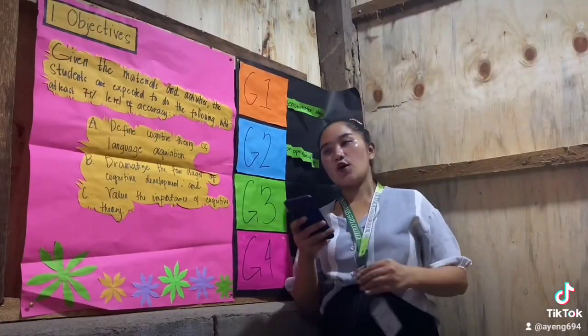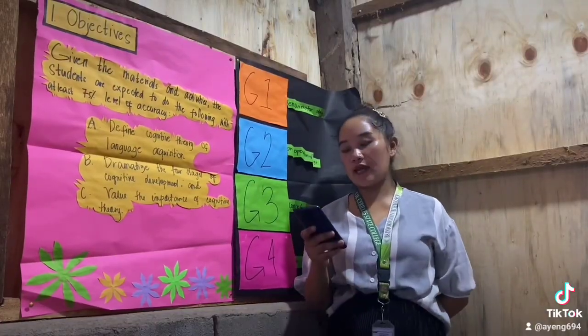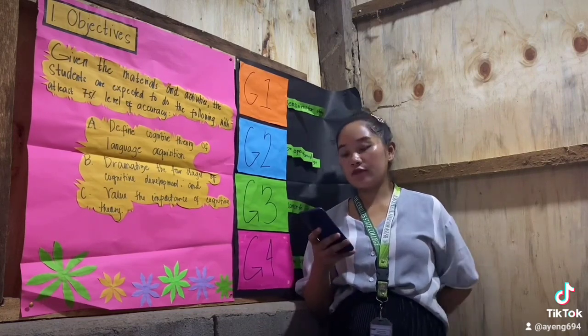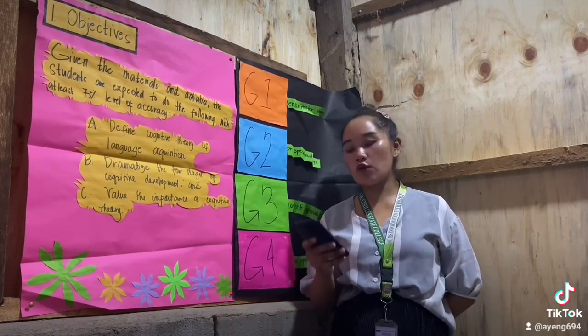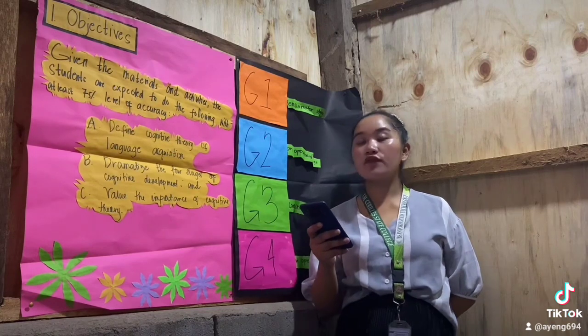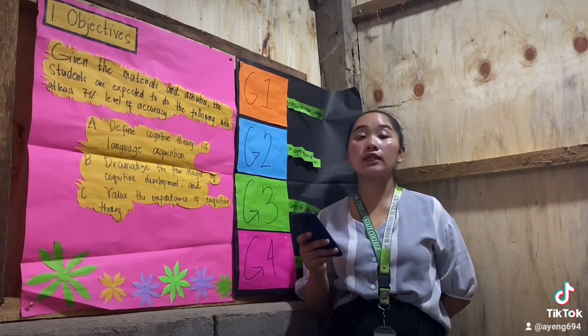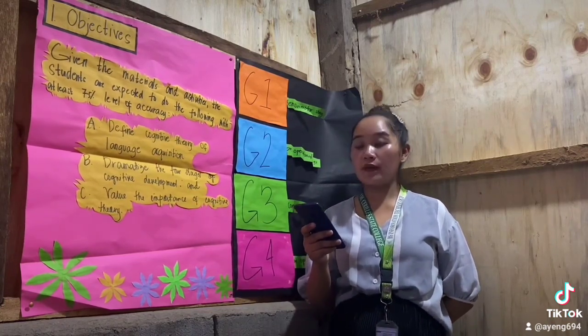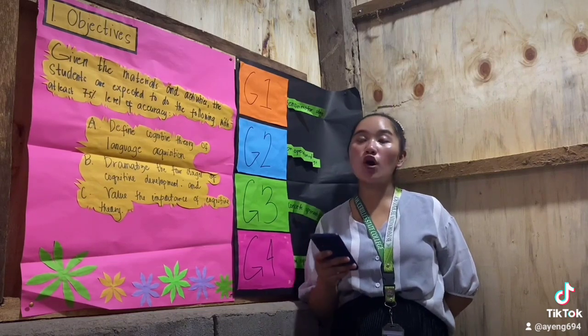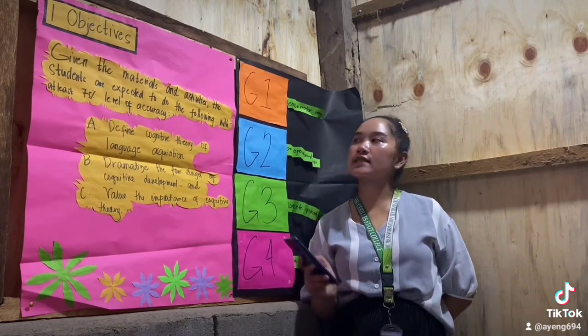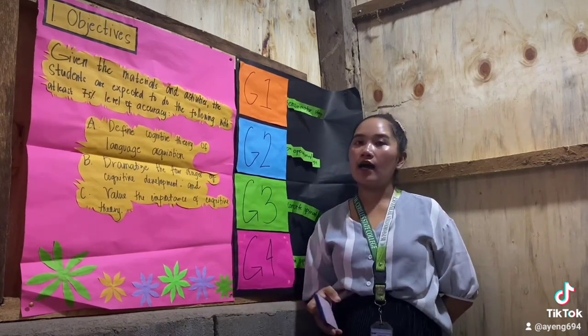Lastly, for today, we have an assignment. Our assignment is to create a graphic organizer of the 4 stages of cognitive development by Jean Piaget. Do it on a long bond paper and pass it on the next meeting.